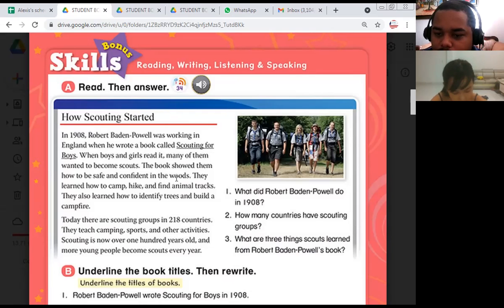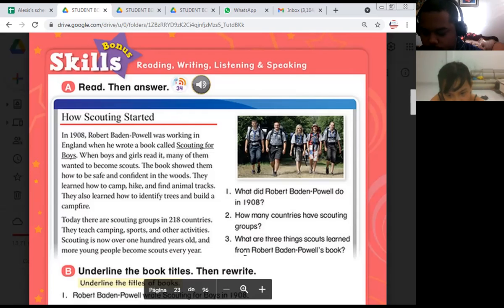Today, there are scouting groups in 218 countries. They teach camping, sport, and other activities. Scouting is now over 100 years old, and more young people become scouts every year.